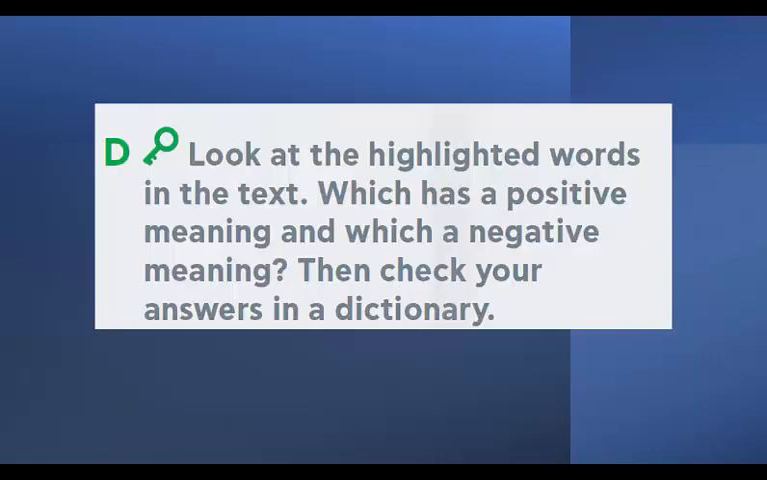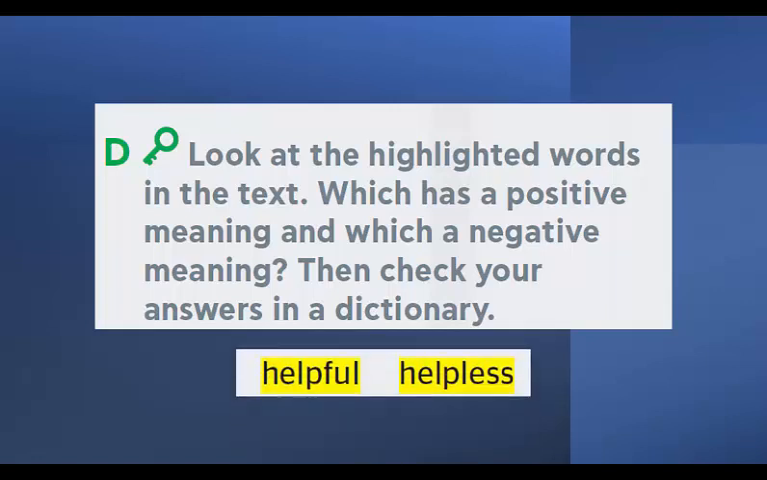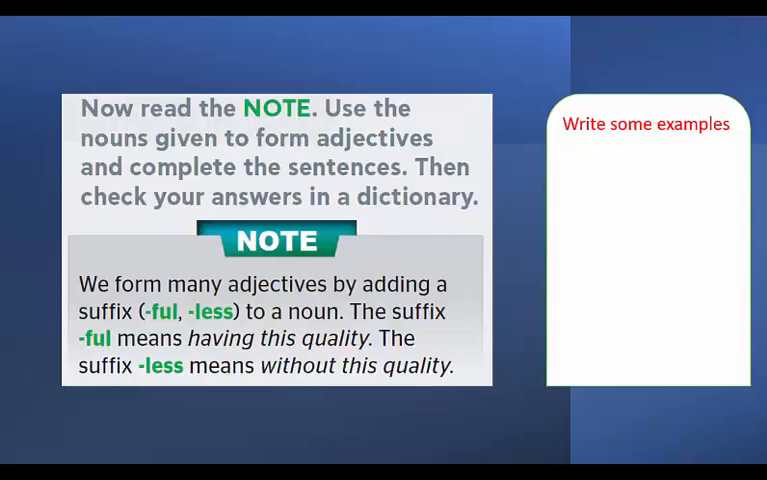Well done. Now we've read the text together. Let's move to the second. Look at the highlighted words in the text, which has a positive meaning and which a negative meaning. Check your answers with your friend or your teacher or in the dictionary. Helpful and helpless. What do you think? So now let's read the note. We will use the nouns given to form adjectives and complete the sentences afterwards. Then we will check the answers in the dictionary.